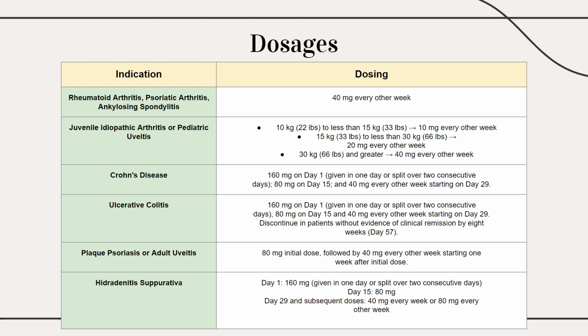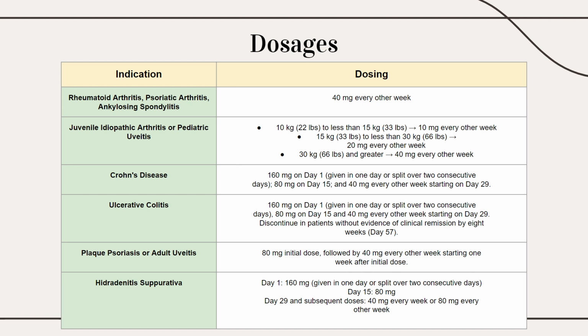In terms of Crohn's disease, the dosage comes like this. 160 milligrams on day 1, given in 1 day or split over 2 consecutive days, then 80 milligrams on day 15, and 40 milligrams every other week starting on day 29. For UC, dosage starts at 160 milligrams on day 1. Similarly to Crohn's disease, it can be given in 1 day or split over 2 consecutive days. The other one is 80 milligrams on day 15 and 40 milligrams every other week starting on day 29. Discontinue in patients without any evidence of clinical remission by the 8th week.